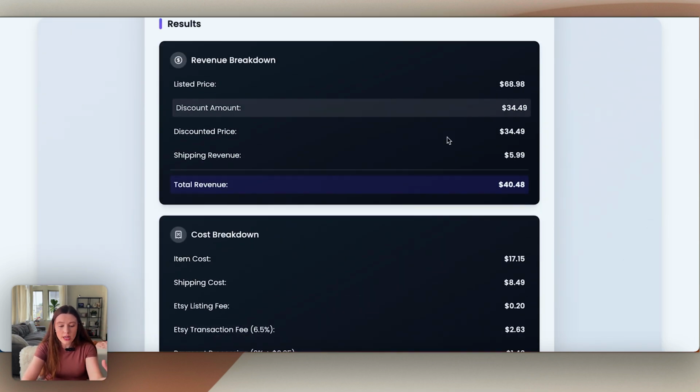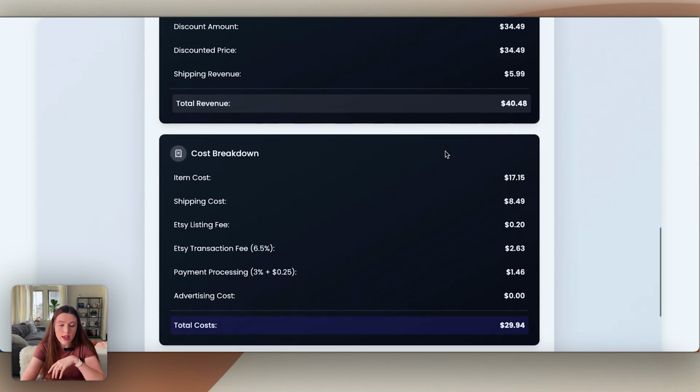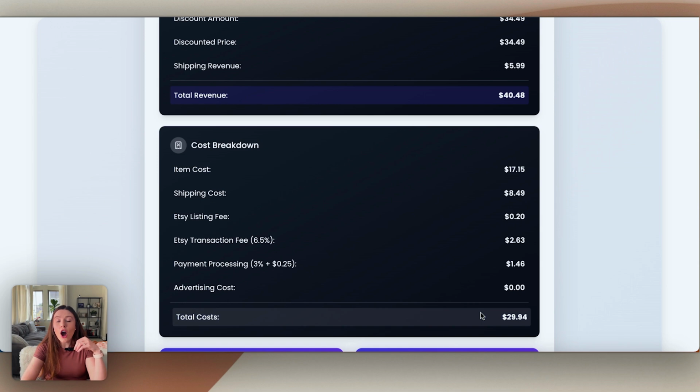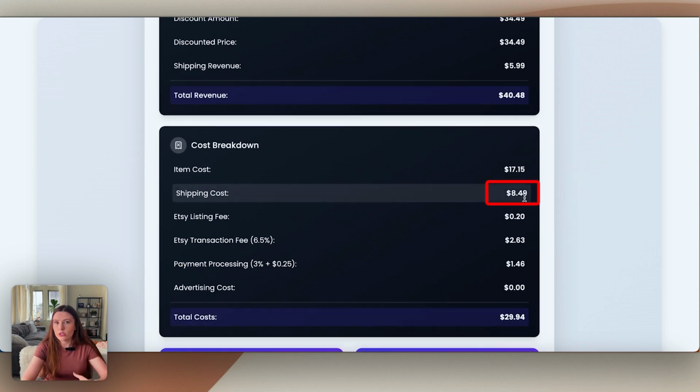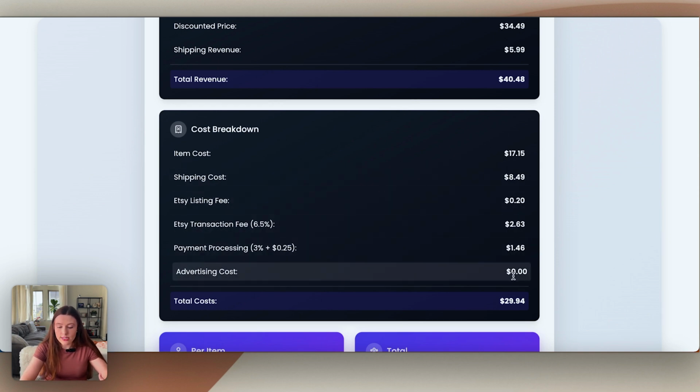What this will do is spit out the total revenue that would be coming in for this order. So this customer, excluding tax, would have to pay $40.48 for this hoodie. And the cost breakdown means that it would cost us about $29.94 to actually ship this product out and pay Etsy for allowing us to make that sale. $17.15 goes to Printful, an additional $8.49 goes to Printful to actually print, package, and ship this hoodie out. And then these other fees are all broken down for what would go to Etsy for this order.